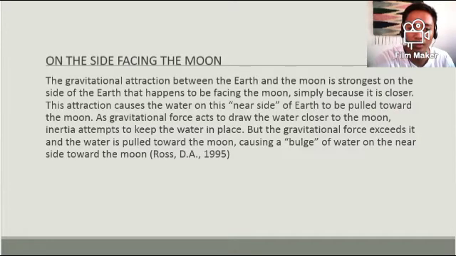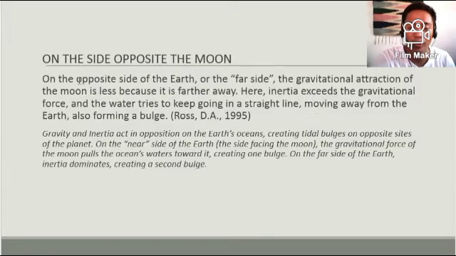So next one is on the side opposite the moon. On the opposite side of the earth, or the far side, the gravitational attraction of the moon is less because it is farther away. So here, inertia exceeds the gravitational force and the water tries to keep going in a straight line, moving away from the earth, also forming a bulge.